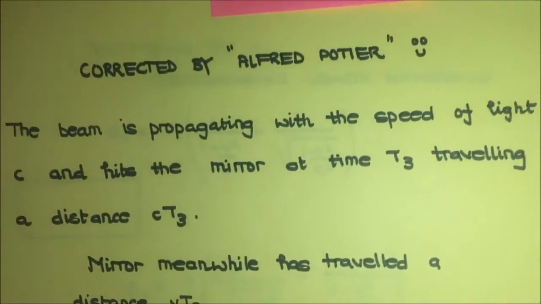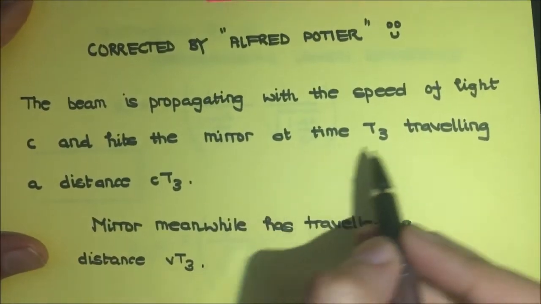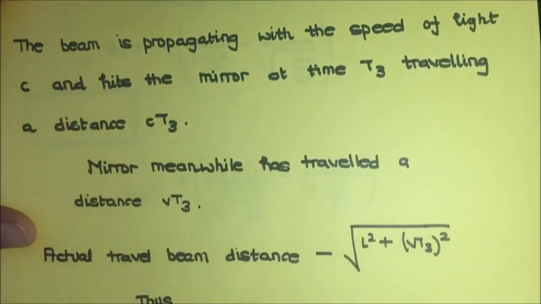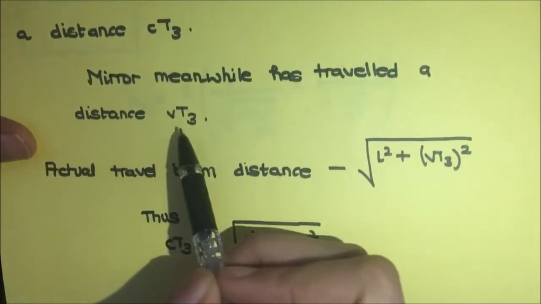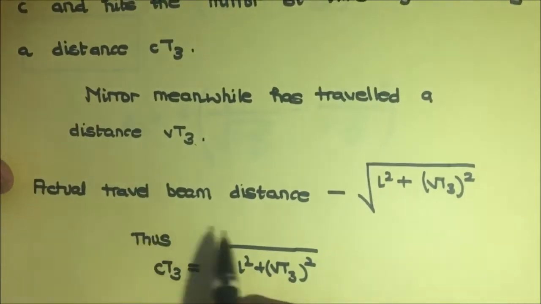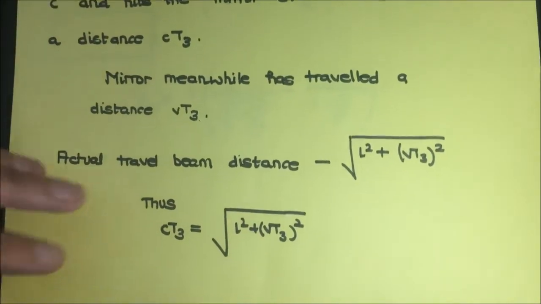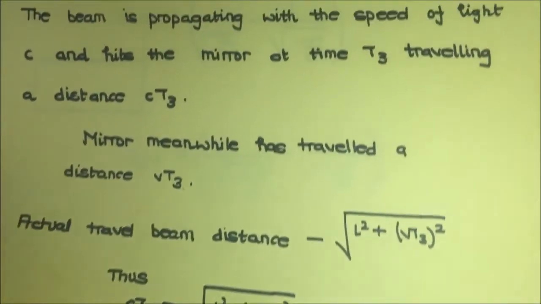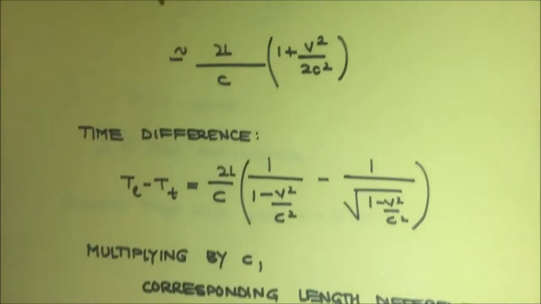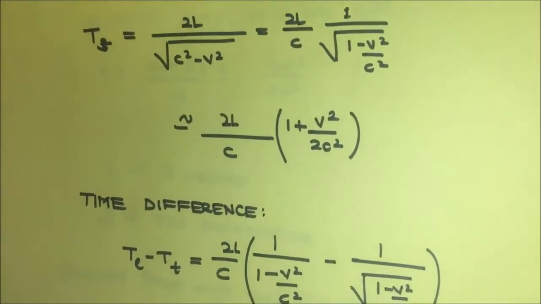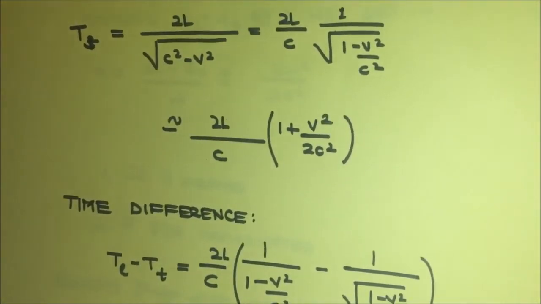The beam is propagating with the speed of light c and hits the mirror at time t3 traveling a distance ct3. Mirror meanwhile has travelled a distance vt3. So the actual travel beam distance is root over of L square plus vt3 whole square. Thus ct3 comes out to be root over of L square plus vt3 whole square. So the final t3 calculations are as follows.